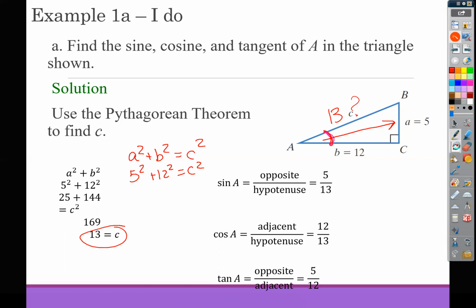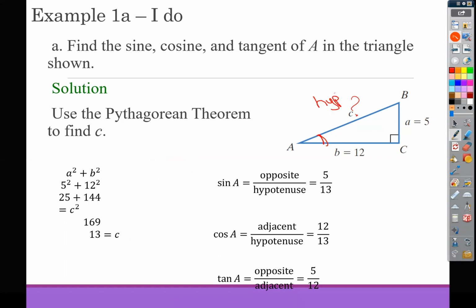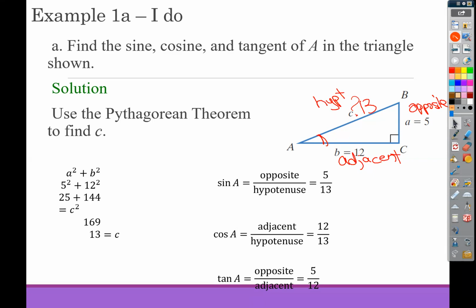Cosine means adjacent to that angle. Adjacent means next to. So if this is the hypotenuse, we know because it's across from the right angle, this is opposite because it's across from it. Then this has to be the adjacent side, or the one next to it. Okay, so adjacent is 12 over the hypotenuse, which we said was 13. And then the tangent is opposite over adjacent, so 5 over 12. So you really have to know those ratios.